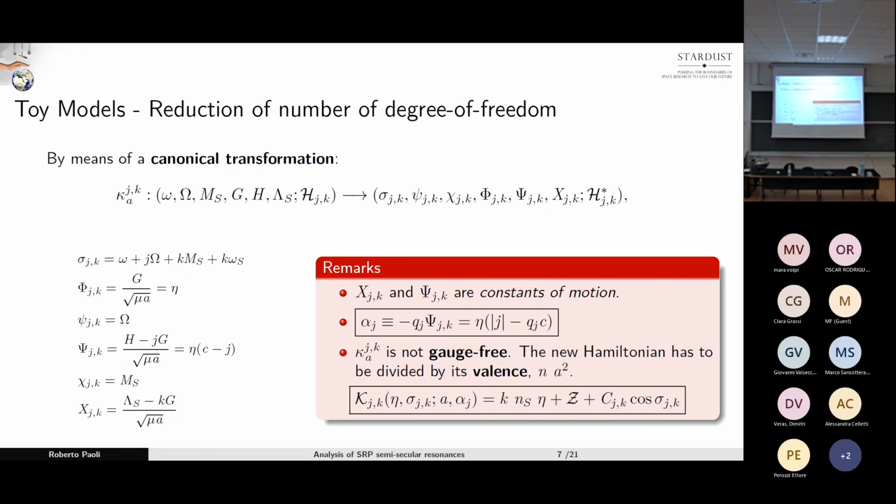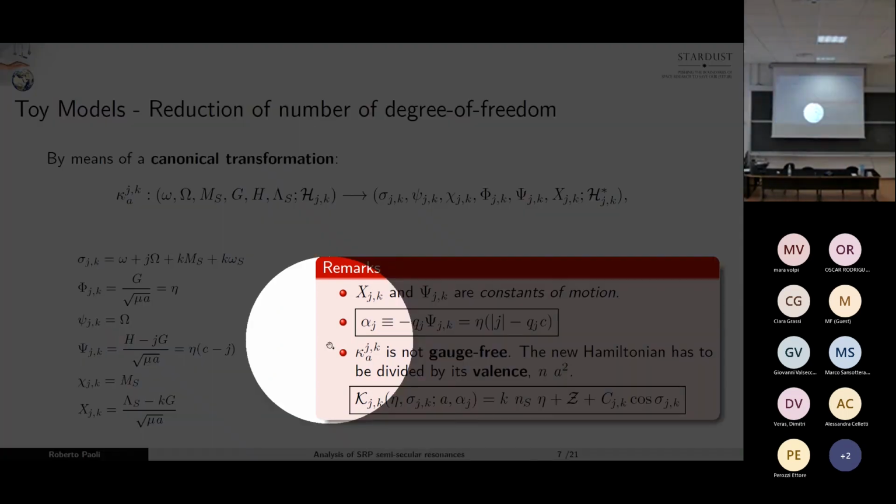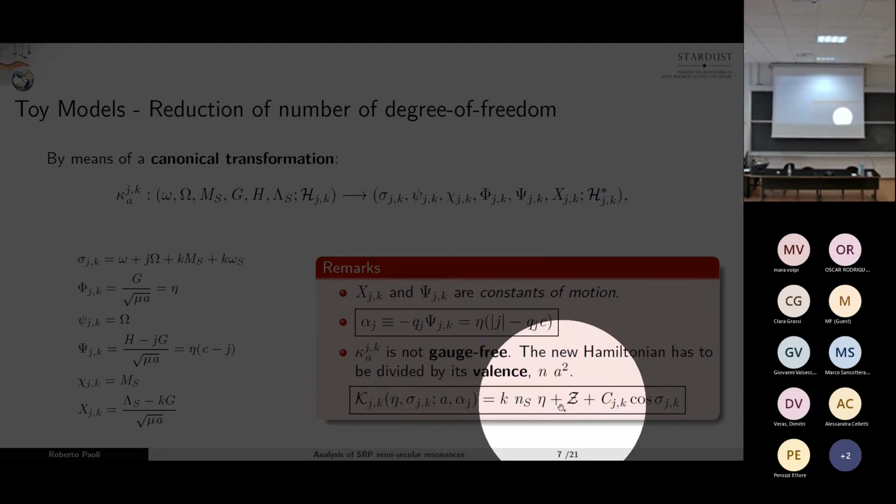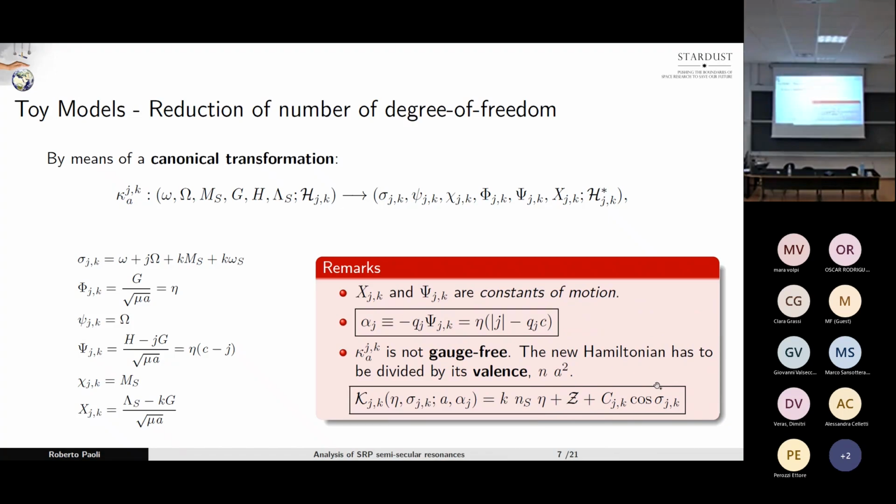And in order to reduce this 3 degree of freedom model to a simpler one, we're going to use a simple canonical transformation, depending on each specific toy model under consideration. This canonical transformation is actually not gauge-free, so when we convert the new Hamiltonian, we need to divide by the valence of the canonical transformation, which is conveniently n squared, which was highlighted before. And we have this final toy model, let's say. So we have this term depending on the motion of the sun, the term which includes the secular effect of the J2 and the term due to solar radiation pressure.